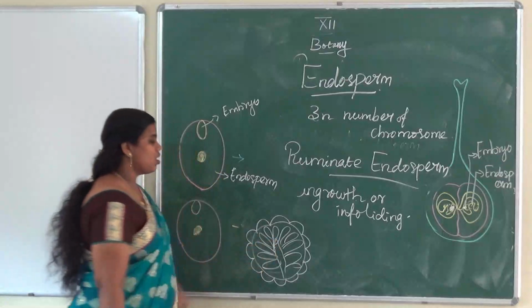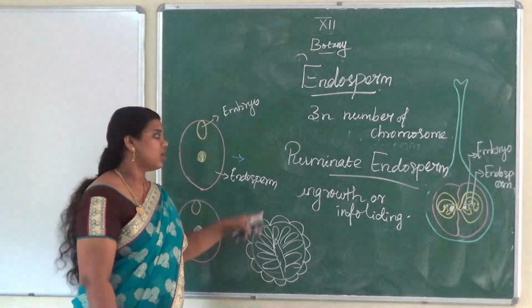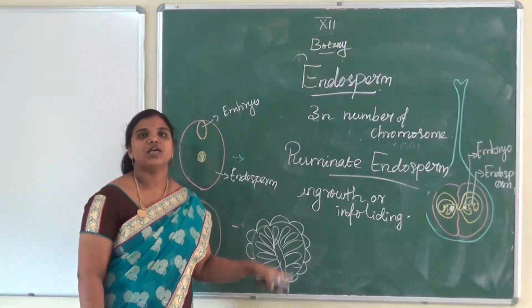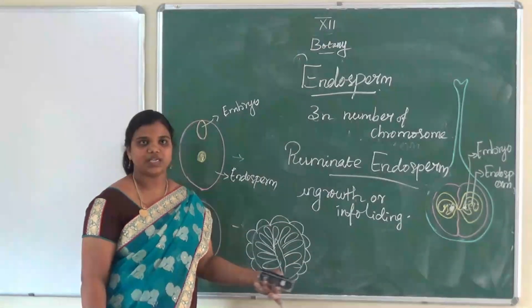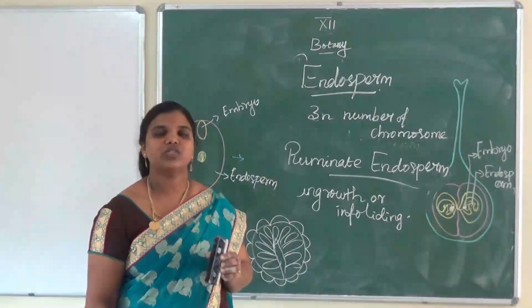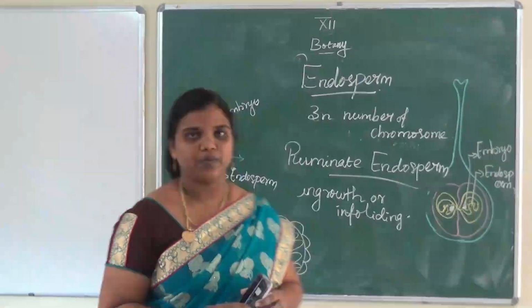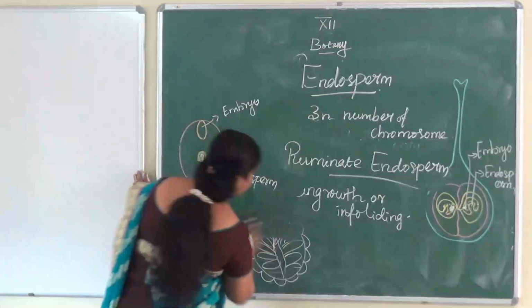This is also another type of the ruminate endosperm. Example, custard apple. These are ruminated endosperm. Then, function of endosperm.